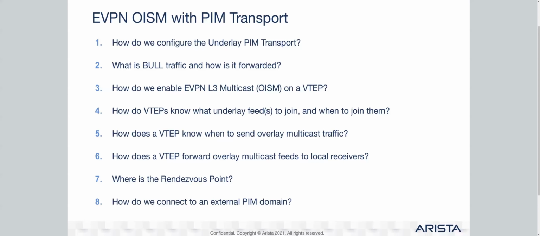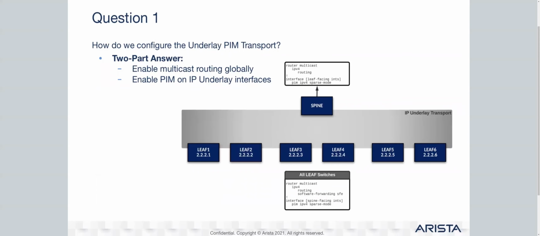Let's jump in. All right, so for the first question, this is really where it all starts. There's all this discussion about underlay PIM transport, and we're going to hear the terms underlay and overlay a lot today. So first, how do we really configure that underlay PIM transport? As called out here, it's a 2-part answer. First, we're going to enable multicast routing globally, in the default VRF, on the spine switch, as well as all of the VTEPs that we're going to be providing EVPN multicast services on.